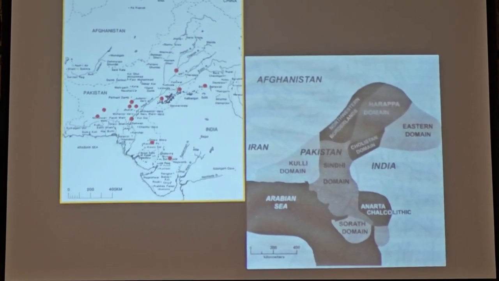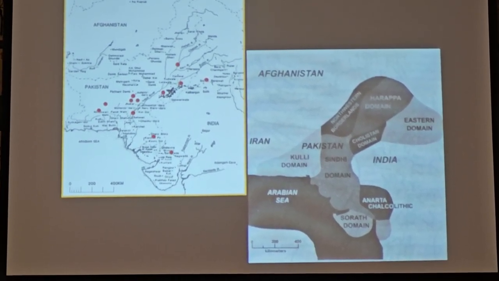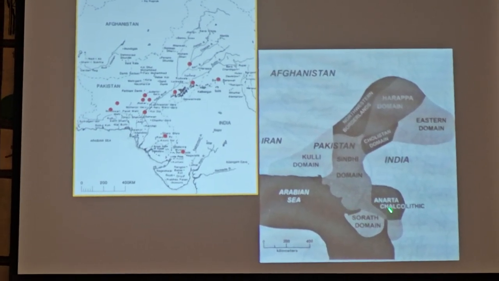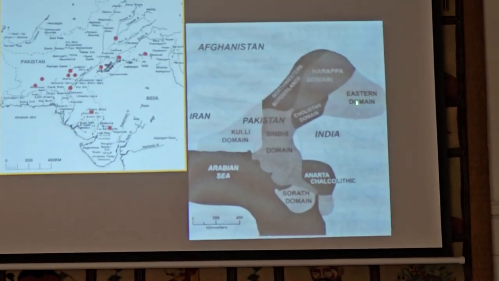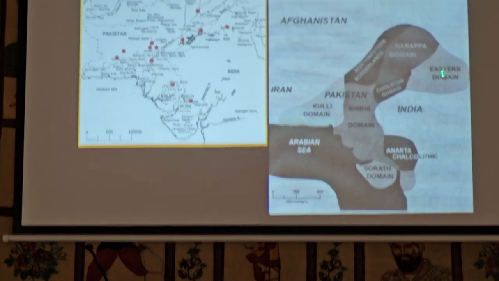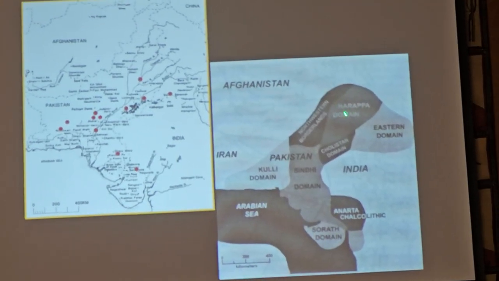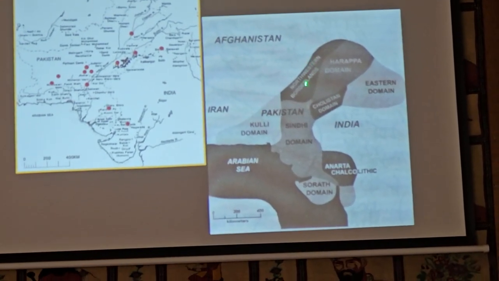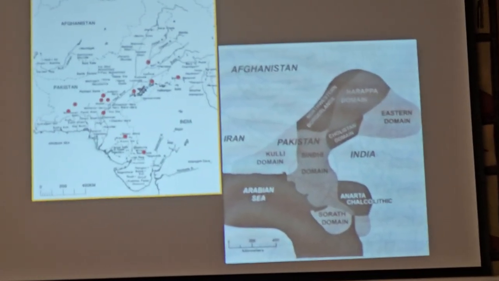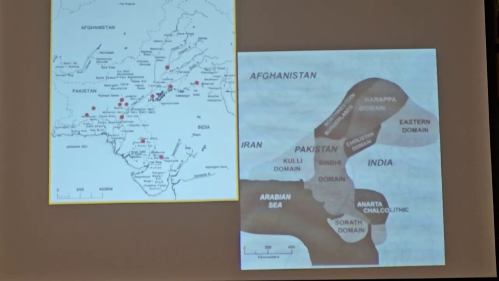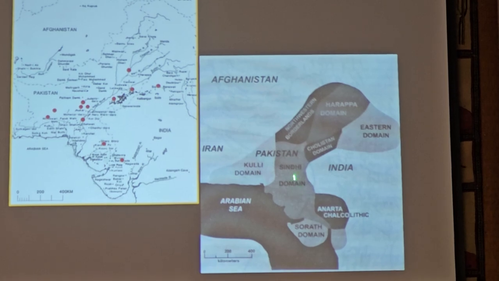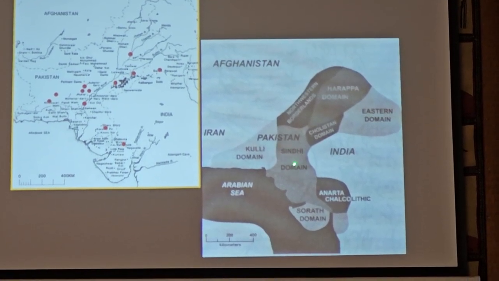So similarly, in the Indus Valley, when we study the culture, we find that there were subcultures in different parts, like the Eastern domain, which covers Rajasthan and Haryana, the Harappan domain, which is the central Punjab, the western borderland, which covers our province and partially Baluchistan as well, and the Sindhi domain, which covers mainly the province of Sindh.